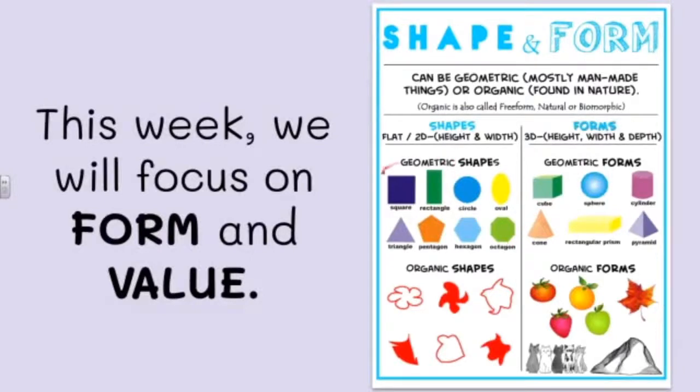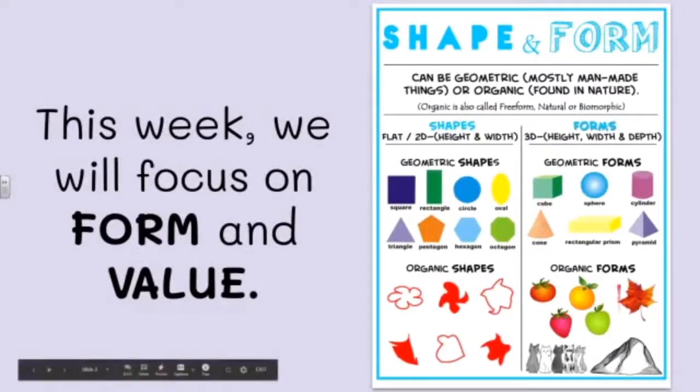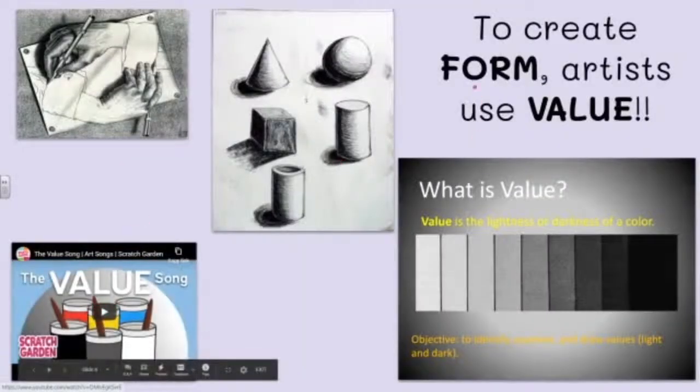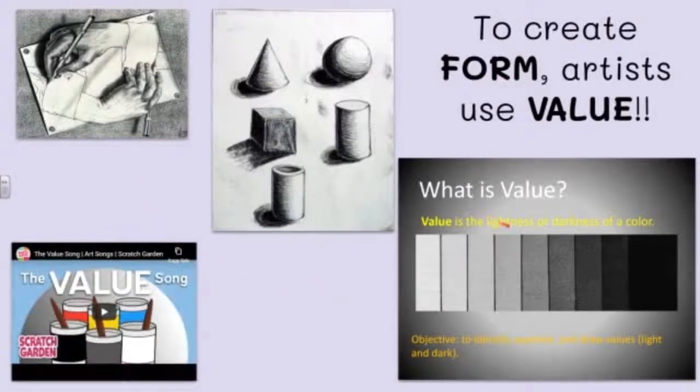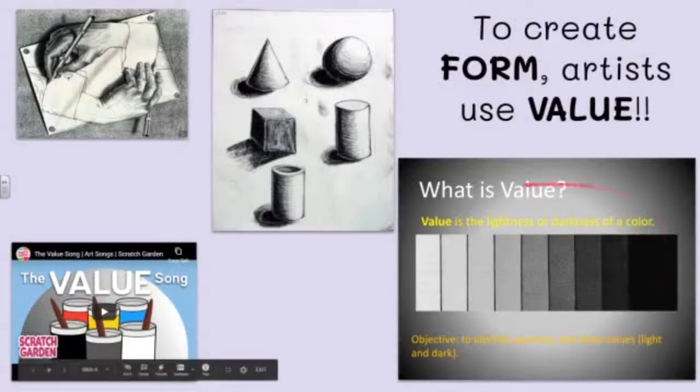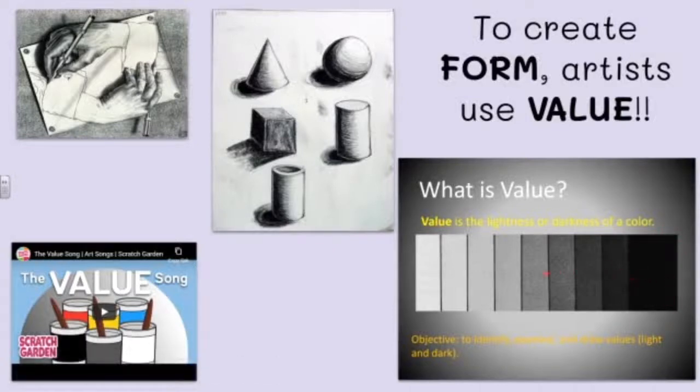Just like shapes, there are geometric forms and organic forms. Forms are really useful for an artist because it makes your drawing look a lot more realistic. And the way that artists create form is by using value. Value is the lightness or the darkness of a color. We'll talk more about that, and I'll teach you how to create value using color. But basically, value is this whole range of lightness and darkness of a color. So over here it's really dark, but it's kind of a gradient as it goes towards the lightest shade.